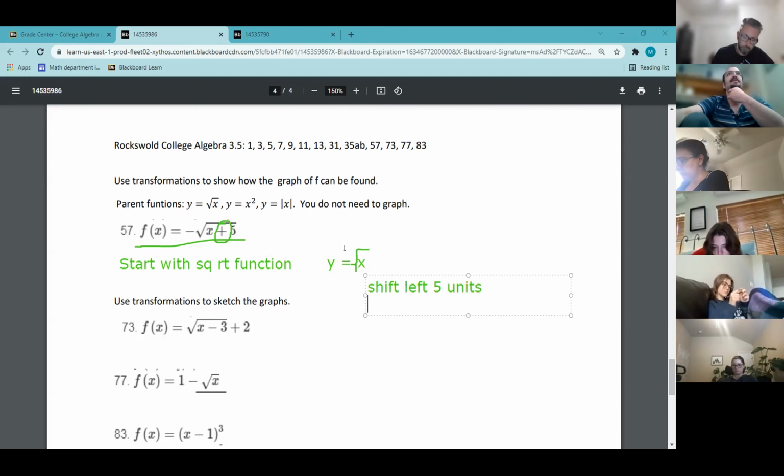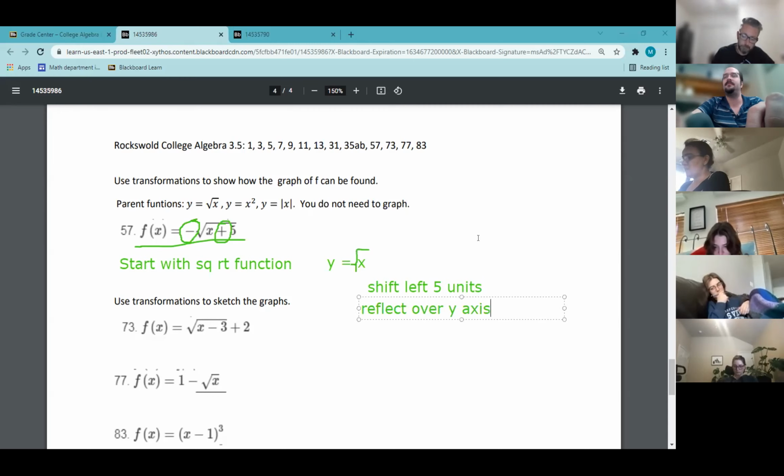Is there anything else you see there? The negative sign. So what does that negative sign right there do? Reflecting it over the y-axis. Over the y-axis is what you said. So if we put the negative on the outside, it reflects down. From the axis. It should be over the x-axis.